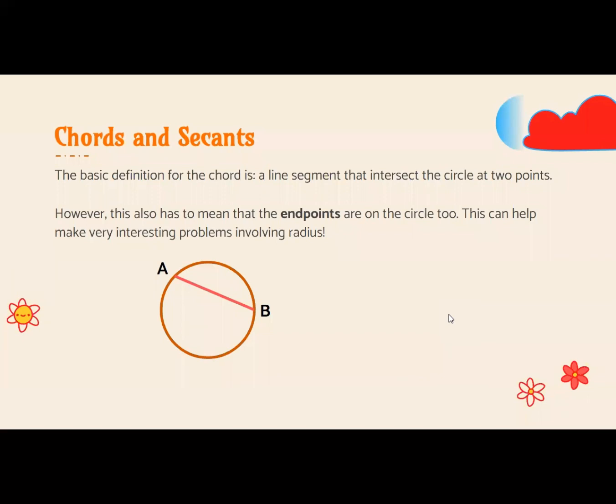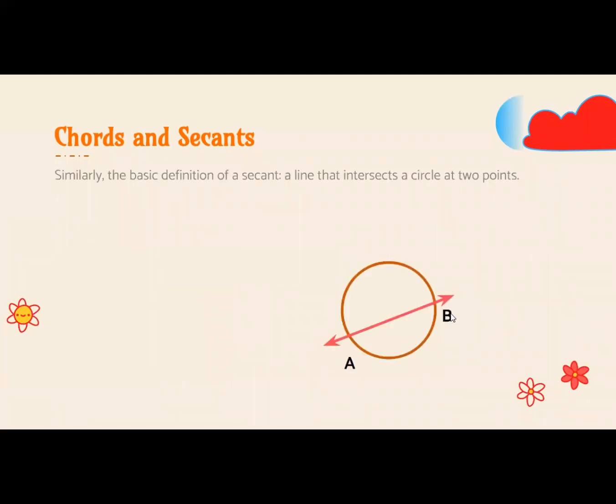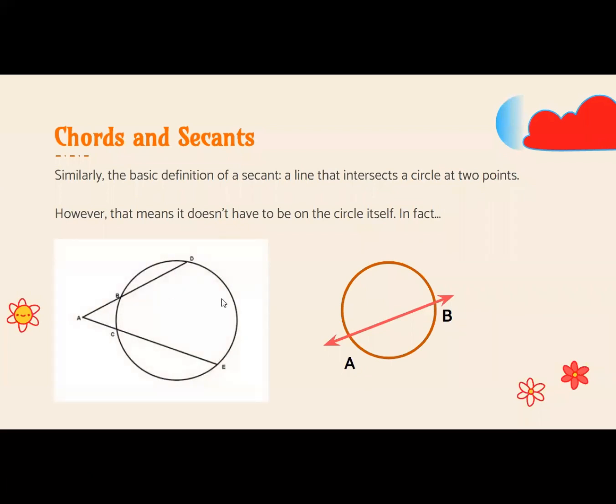Okay, so let's go over the secant. A secant is a line that intersects a circle at 2 points as well. It can also be a line segment, but we're going to be talking about that later. However, it doesn't mean it has to end on the circle itself. It could also be like this. Here we have a secant that intersects the circle at 2 points, however, it doesn't end on the circle. And these are technically two secants. So we have one secant here and one secant here.